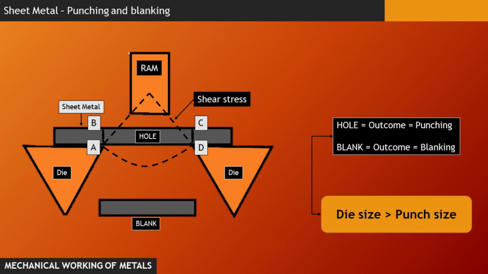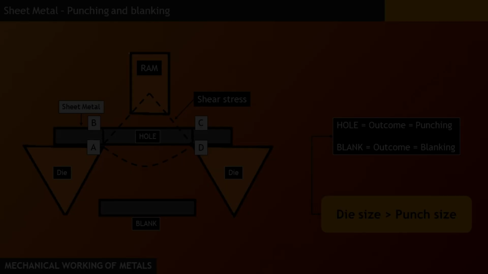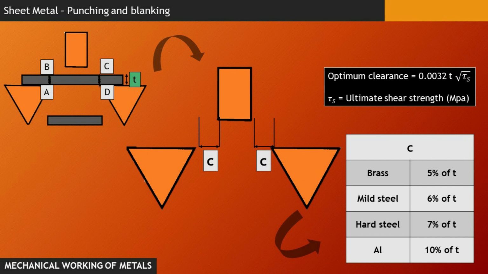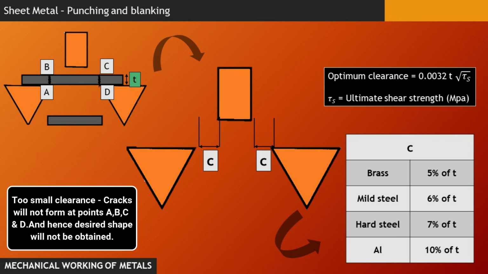Now, for punching and blanking operation to take place, the punch size must always be less than the die size. Hence, there has to be some clearance between the punch and the die. If the clearance is too small, the 4 cracks formed at points A, B, C and D will not meet at the center, and we will not get the desired shape of the blank and of the hole.